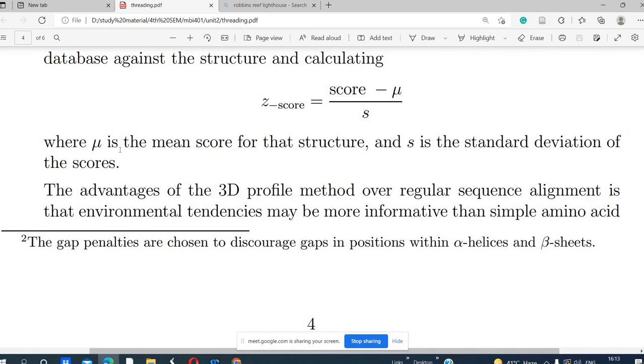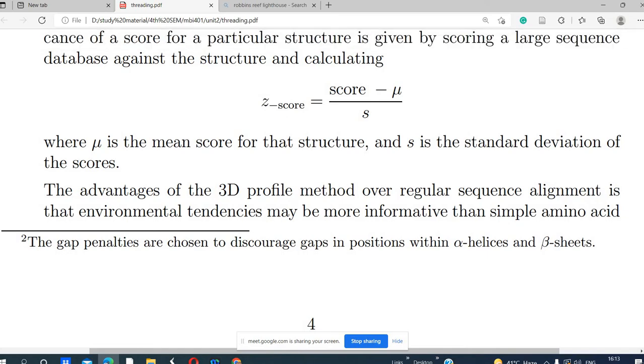So in this formula, mu is the mean score for that structure and S is the standard deviation of the scores. Advantages of the 3D profile method over regular sequence alignment is that the environmental tendencies may be more informative than simple amino acid. Here in this method, a sequence is aligned with the descriptors of the other sequence, meaning the environmental class of the other sequence. So this is called profile.